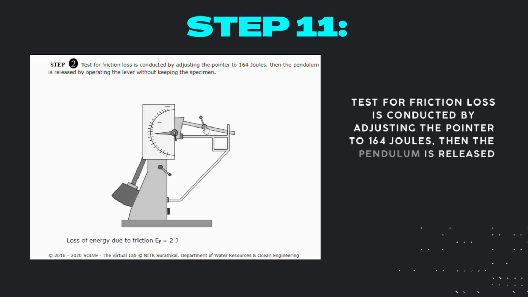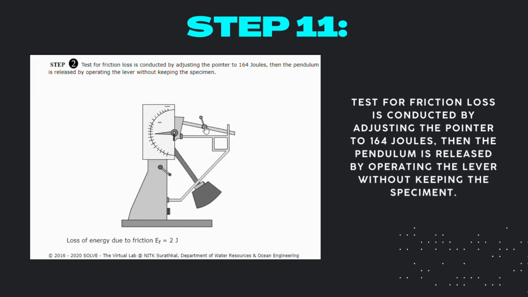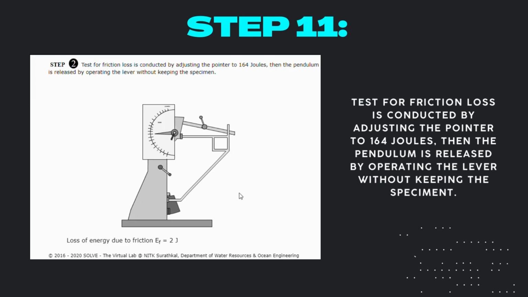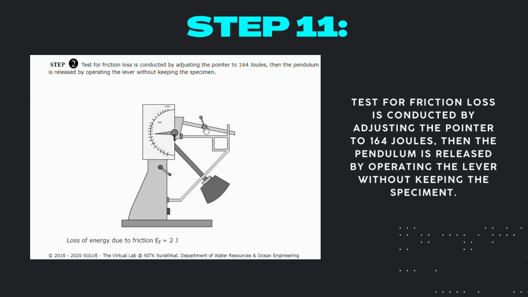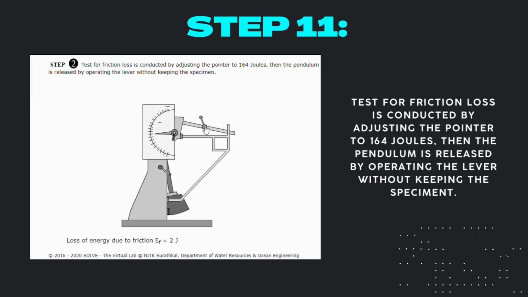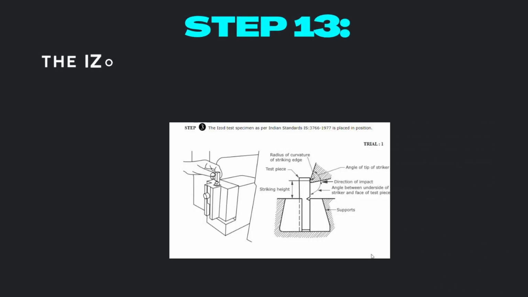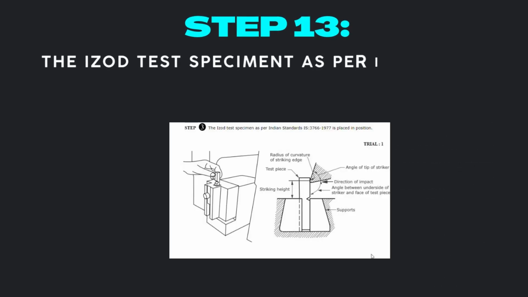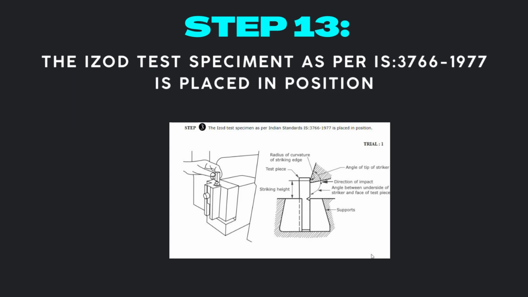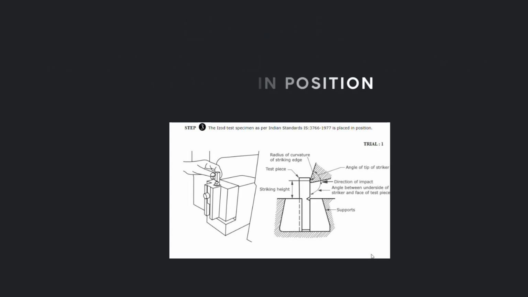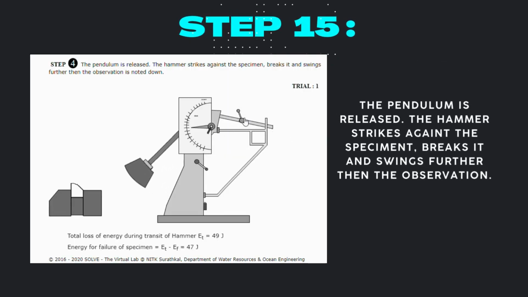For the mild steel, we test the machine first for friction loss by adjusting the pointer to 164 joule. Then the pendulum is released by operating the lever without keeping the specimen. Next, we put the specimen in place. After that, the pendulum is released. The hammer will strike against the specimen and the specimen will break.